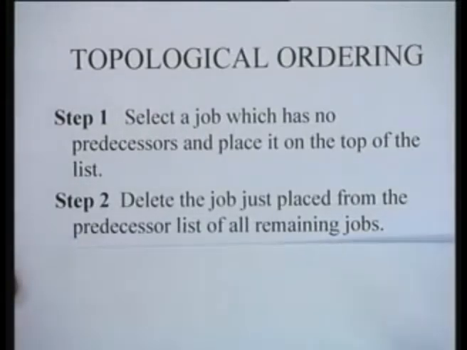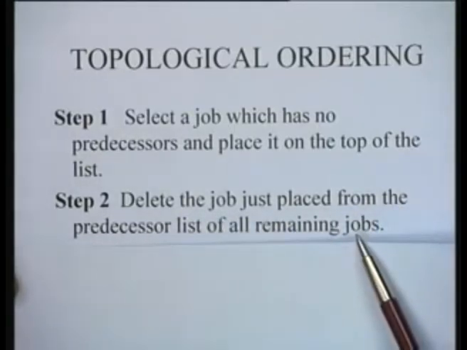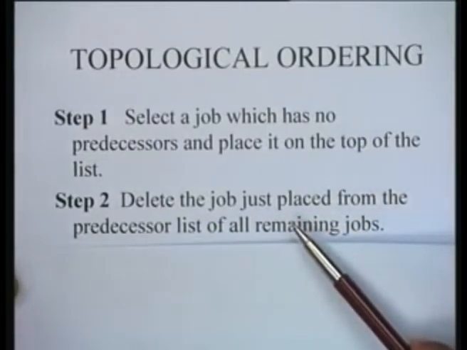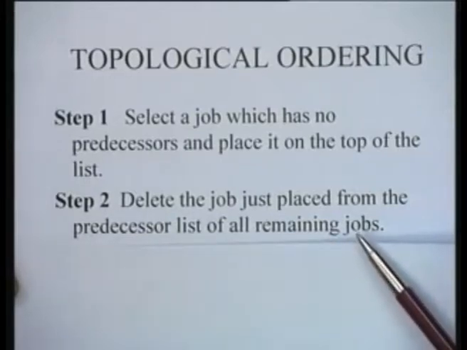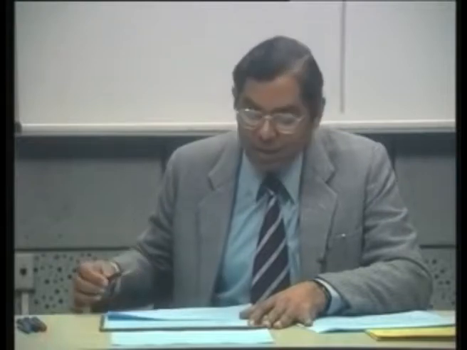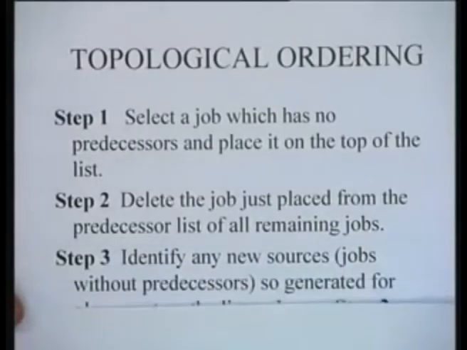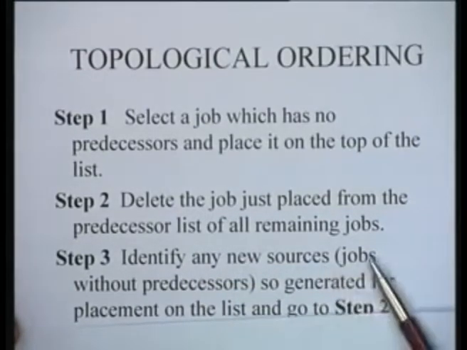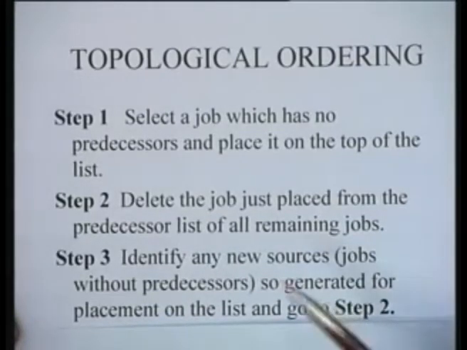Step 2 is delete the job just placed from the predecessor list of all remaining jobs. The job which has just been placed is deleted from the predecessor list of all the remaining jobs. In this process, you can hopefully generate some new sources because that job has been deleted from the predecessor list of the jobs. So, in step 3, what you try to do is identify any new sources, that is jobs without predecessors, so generated for placement on the list, and then go back to step 2.